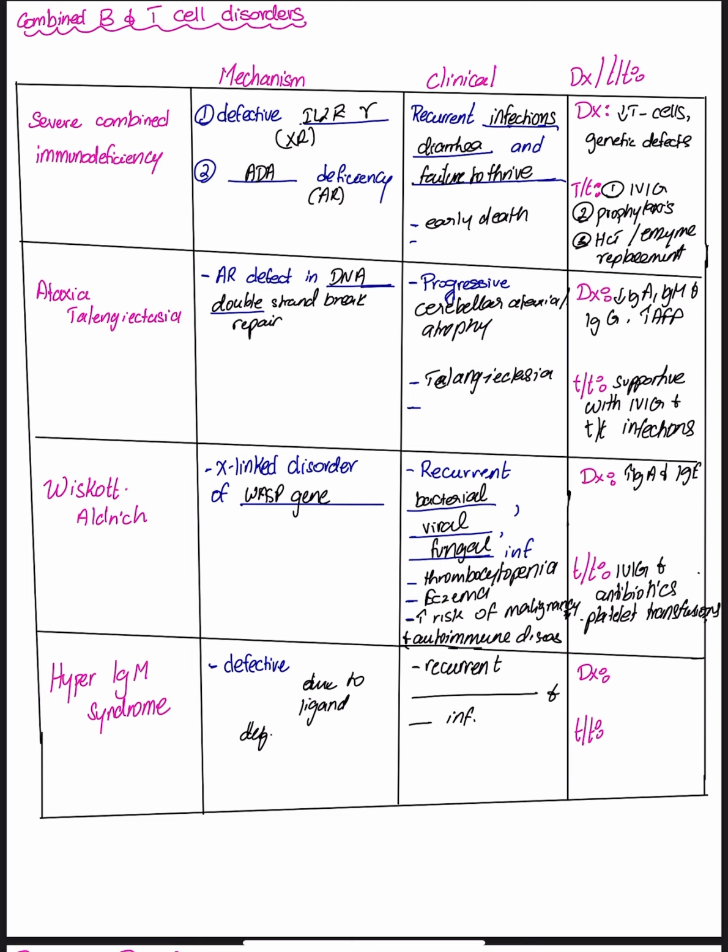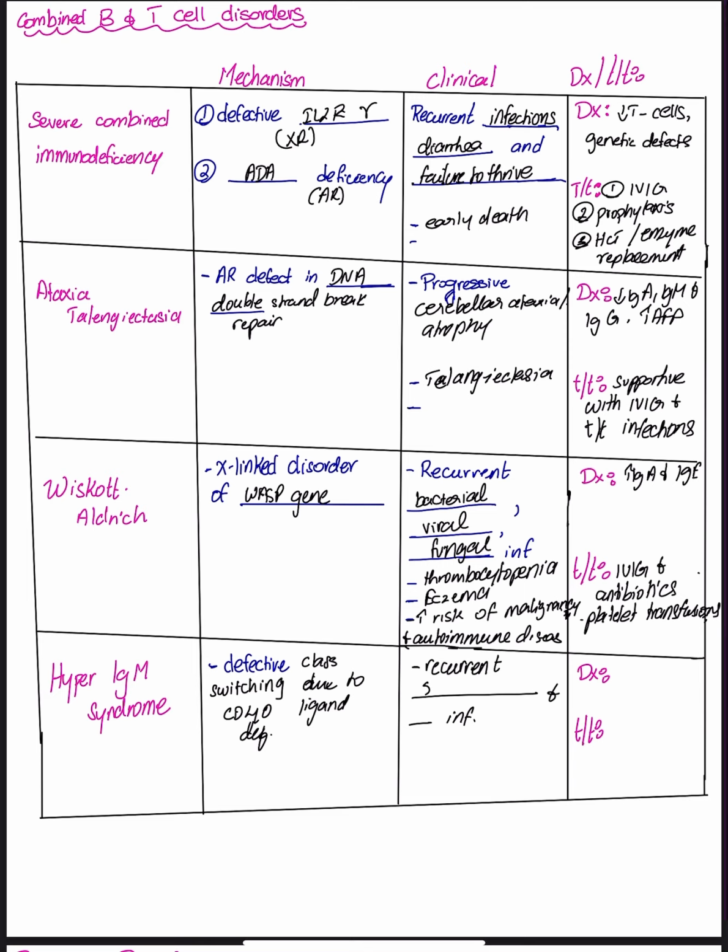Okay. Last one is hyper IgM syndrome. So this is defective class switching. So you'll have increased IgM and everything else is low. And this is due to CD40 ligand deficiency.